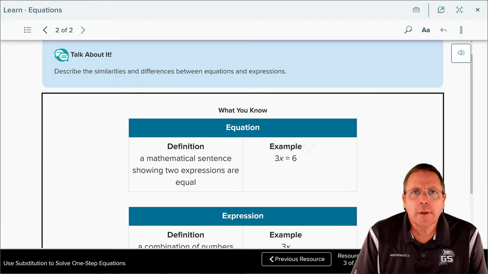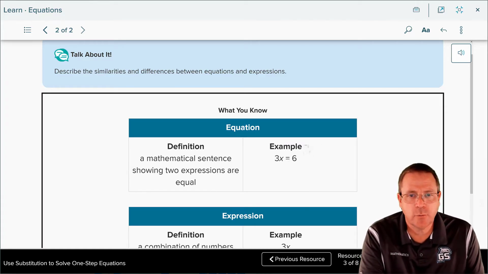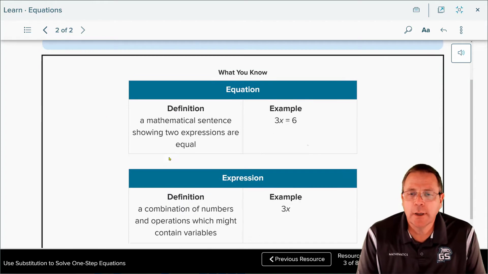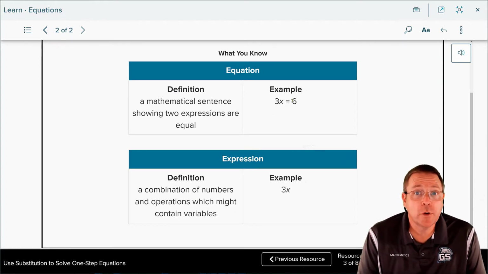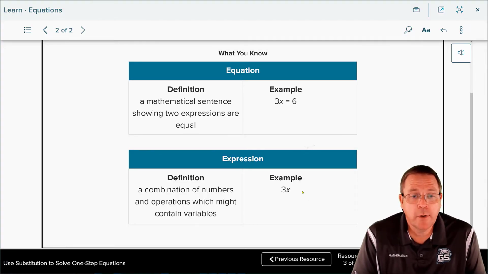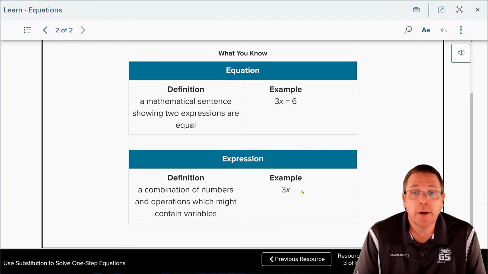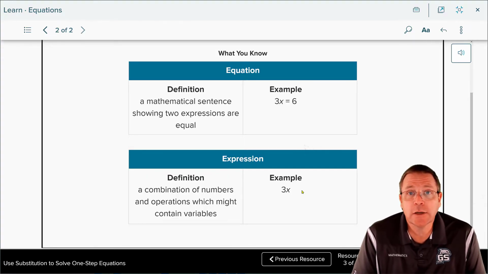For an example of an equation, 3x = 6 shows that the expression 3x is equal to the expression 6. Now let's look at the differences between an equation and an expression. An equation has two expressions separated by an equal sign. In an expression, there might or might not be an equal sign. It is a combination of numbers or operations that might contain variables, so they don't even want an equal sign. Some textbooks will tell you that an equation can be an expression, but an expression is not necessarily going to be an equation. Here, they're treating them as two totally separate entities.